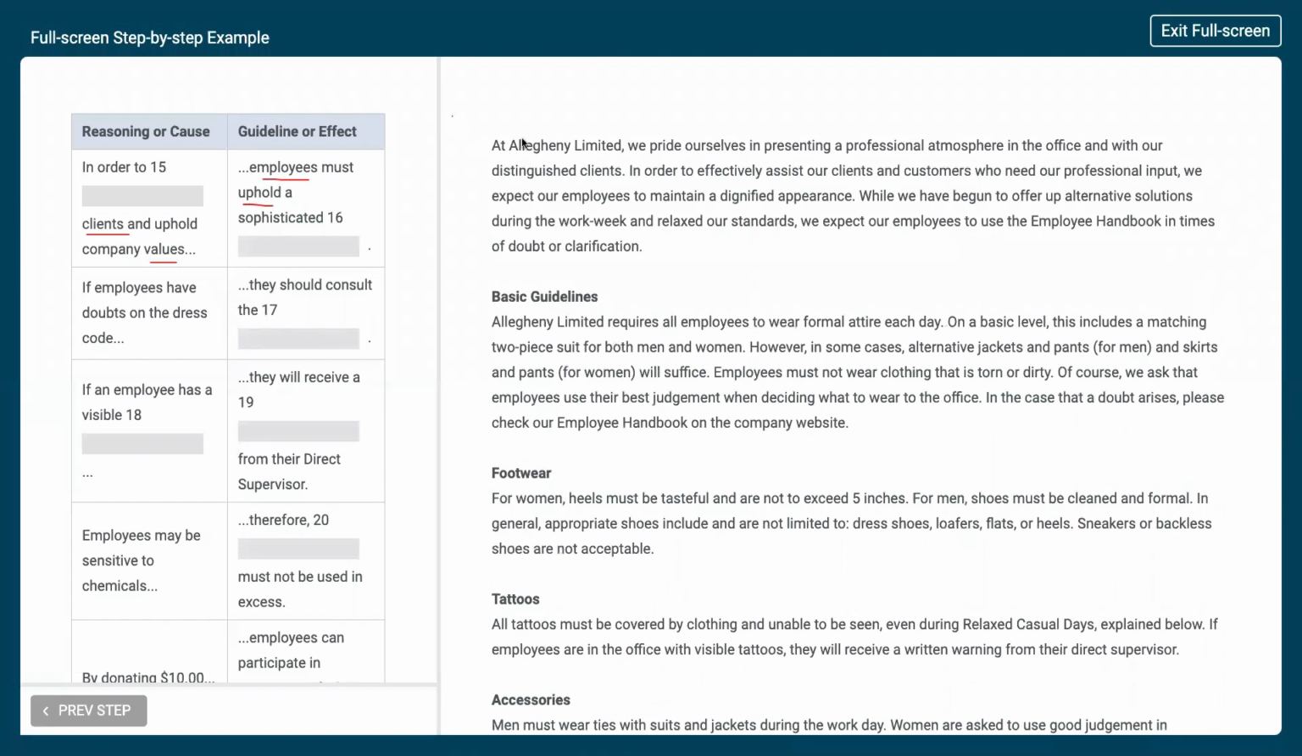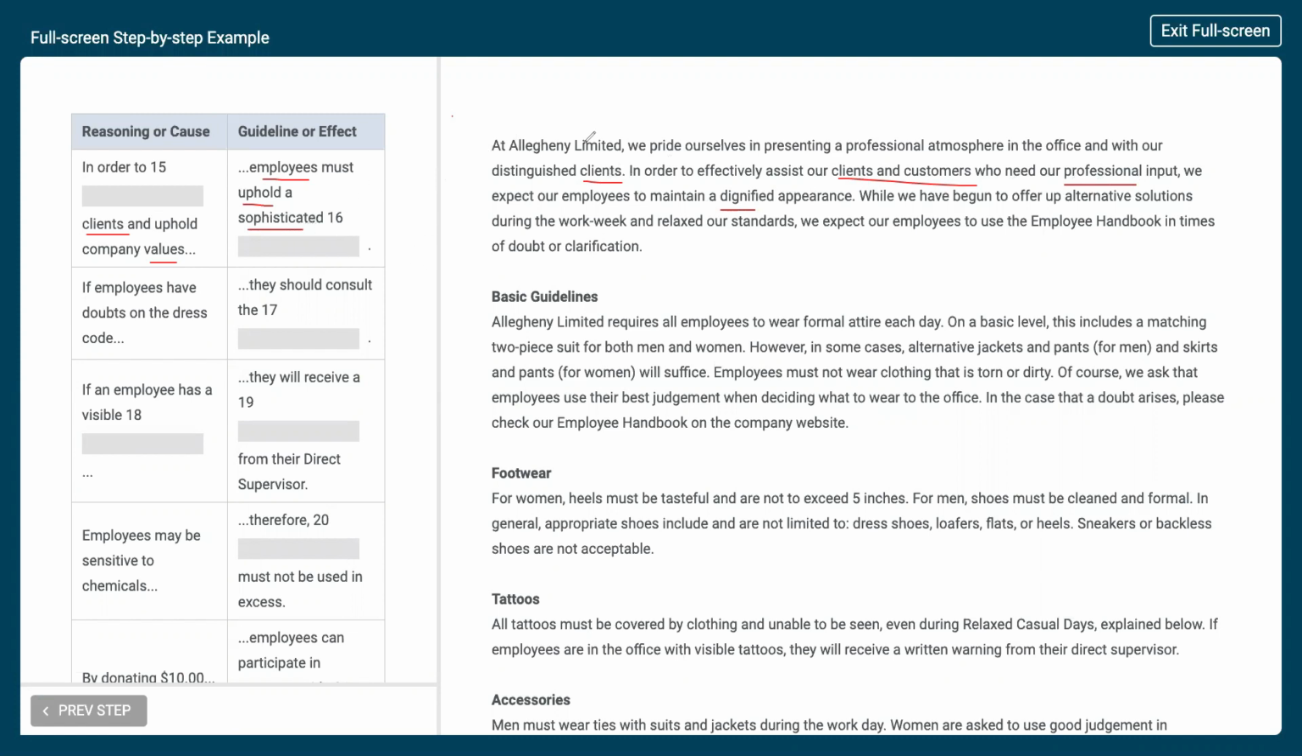We see the company is called Allegheny Limited, and right away, I see clients. So it could be a trick. It could be an answer perhaps to this first section. Let's see. We have clients and customers, professional, dignified. These words make me think of the word sophisticated that we had in number 16.